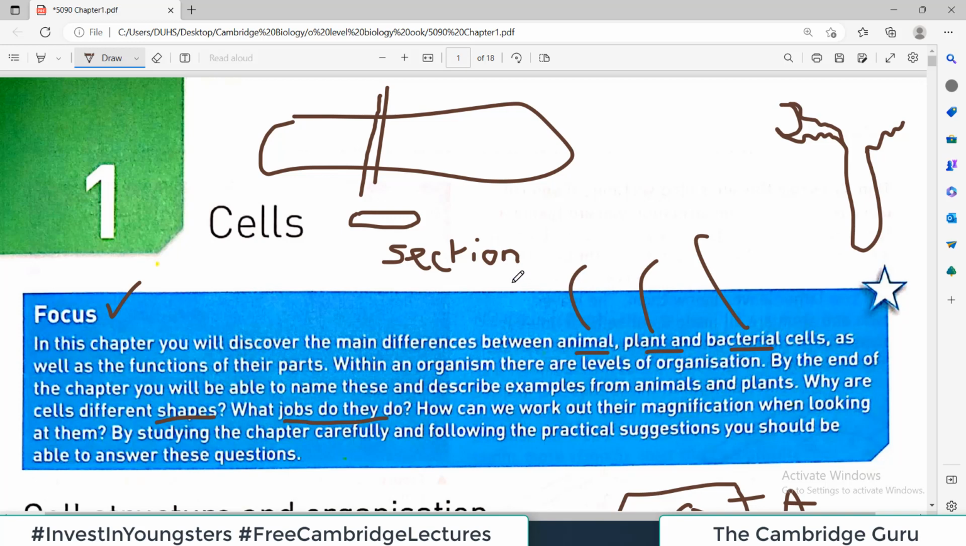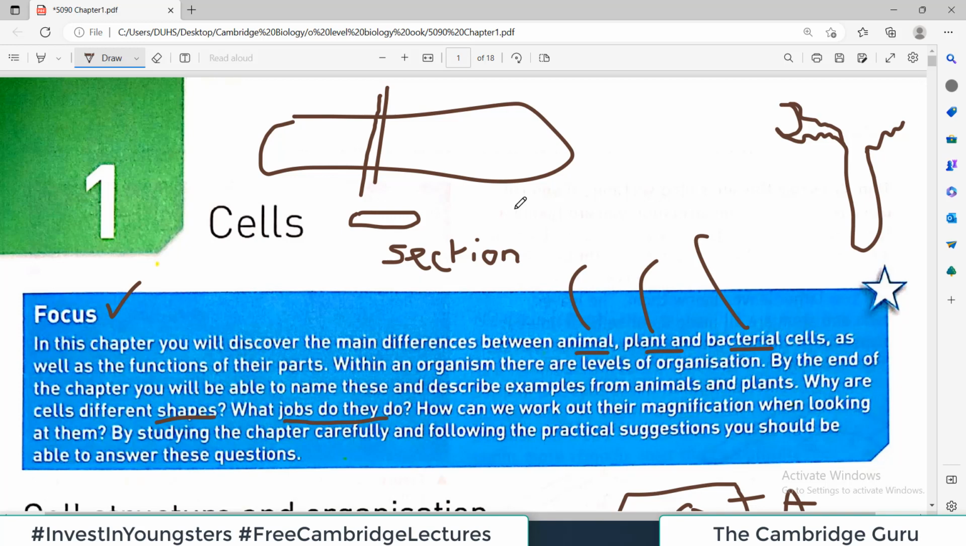The thinner the section, the better the section is for microscopy. So you will be in a good position to see as many cells in a very, very thin section. Now you may be thinking, oh, I don't get this concept, because you may be thinking that the thicker the section, the more the cells.